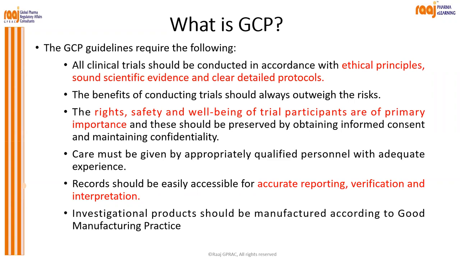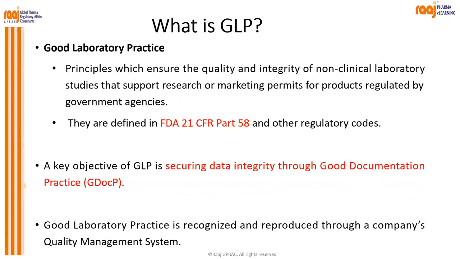Investigational products should be manufactured according to good manufacturing practices. Suppose you manufacture any product in an area which is not hygienic, which is not properly ventilated, or where cross contamination is always there, then what will happen? The same product you are going to test on the human body, and the person may get affected. Am I right? So ensure that whatever products you are going to test on humans should be manufactured in GMP areas.